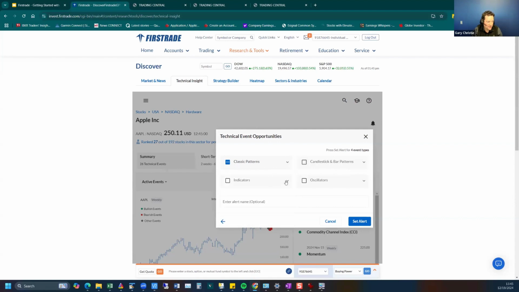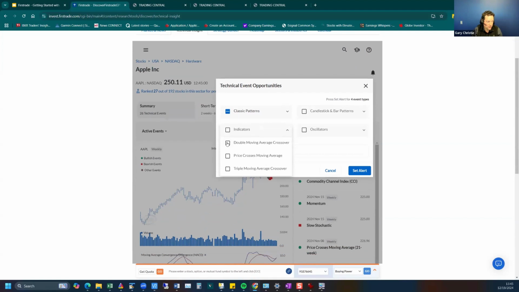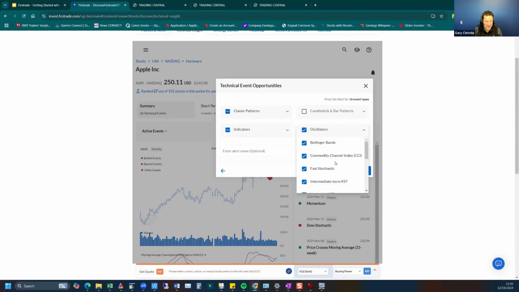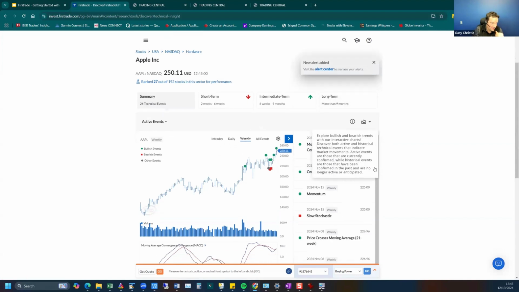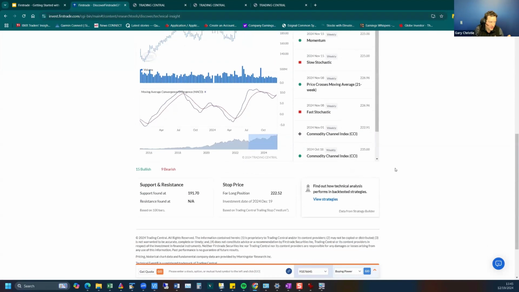I can also do it by indicators, which is moving average crossovers. I can also go with oscillators. These are all the mathematical indicators. Endless possibilities, even bar charts, okay? I can set the alert, and that's gone to my alert center. I can keep doing this over and over again, which is quite unique, right? Because again, it saves you time and research.